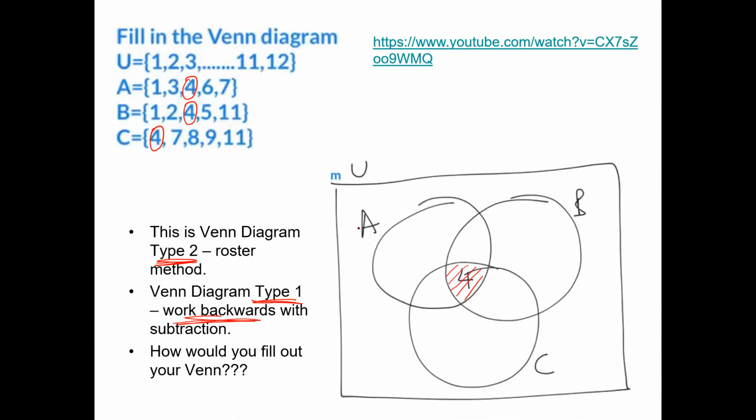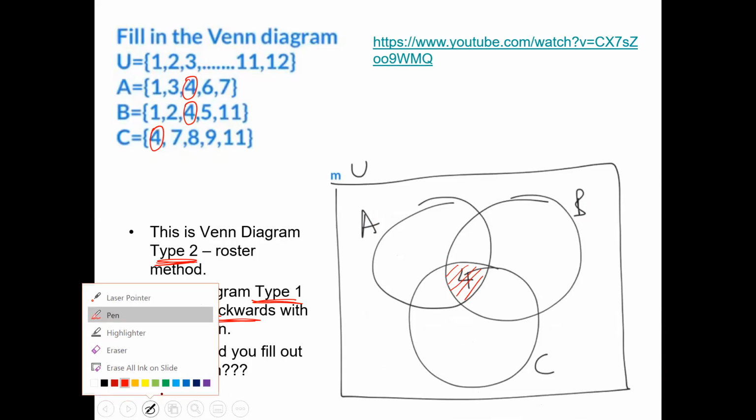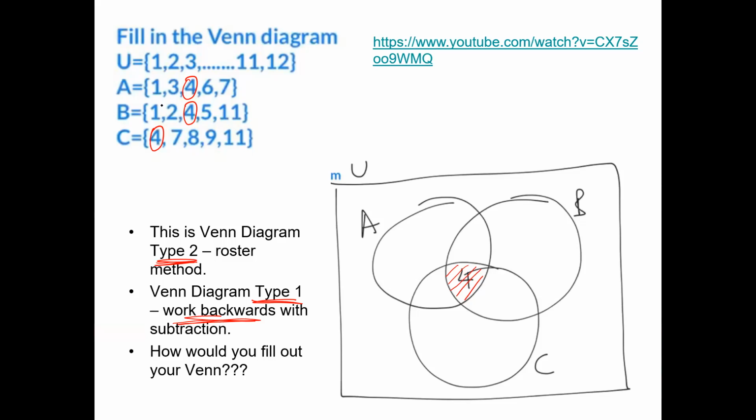Next, I'm going to look at what do they share between A and B. So between A and B, I'm looking at these two right here. They share 1. They share 4, obviously, and that's it. So I'm going to put 1 right there.